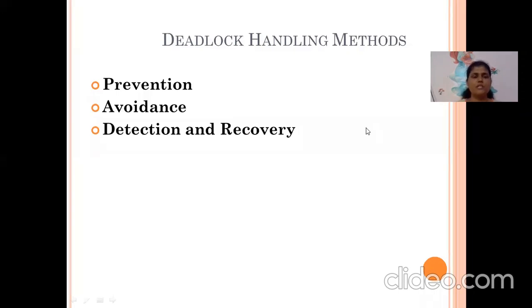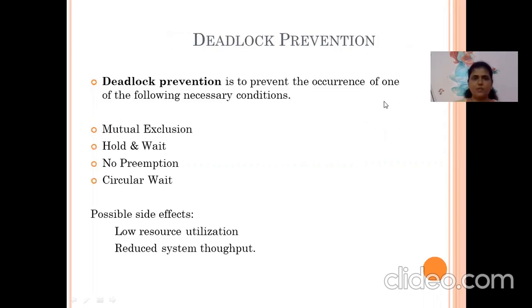So the first method is deadlock prevention. What is deadlock prevention? We always say prevention is better than cure. That means we will not allow the deadlock to come into the system. We will prevent the deadlock. How? That we will see. Deadlock prevention means preventing any of the four necessary conditions from arising in the system.